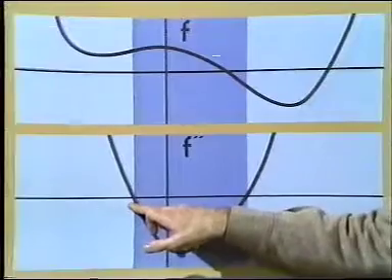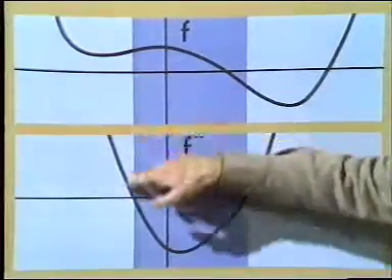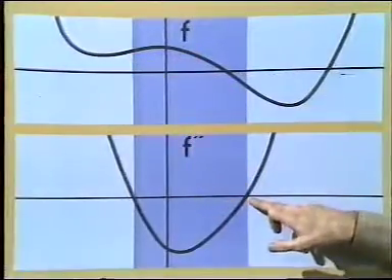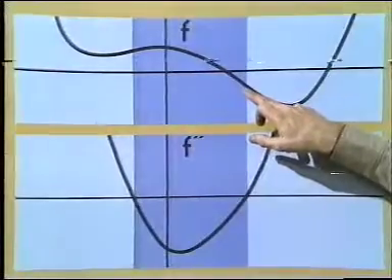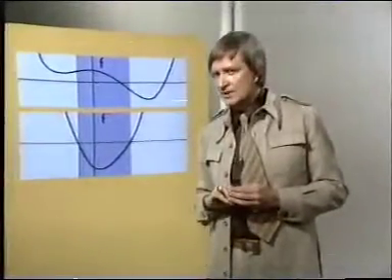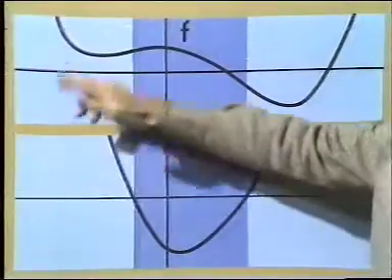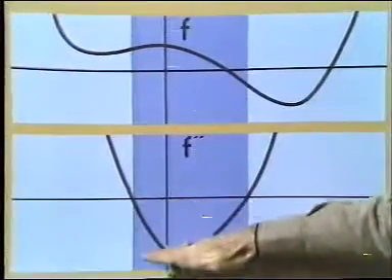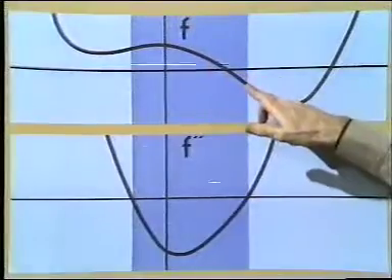At this point, we have where the second derivative is 0 and changing sign. We have a point of inflection on the graph of our function. Here, the second derivative is also 0. It changes sign. We have a point of inflection on the graph of our function. Now, the second derivative also tells us about concavity. Here, where the second derivative is positive, the graph of our function is concave upward. Here, where the second derivative is negative, the graph of our function is concave downward.